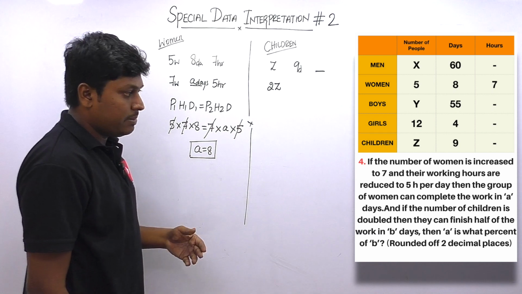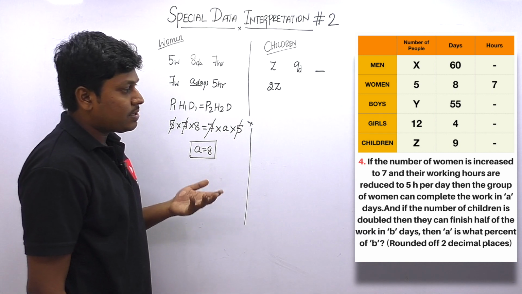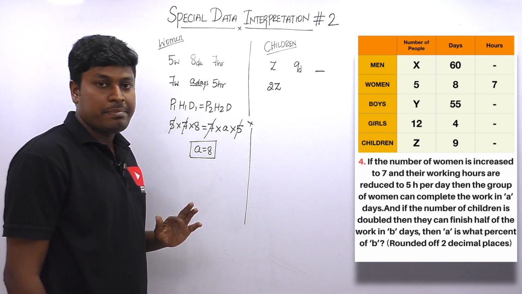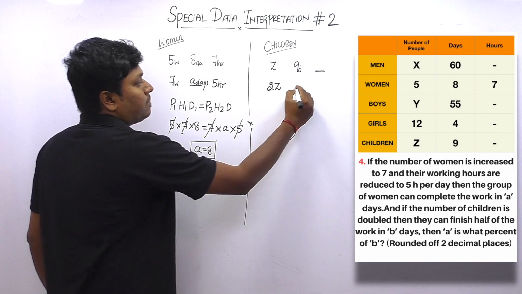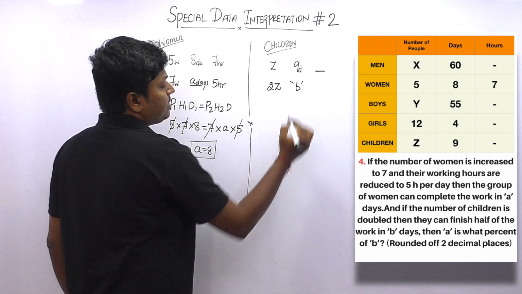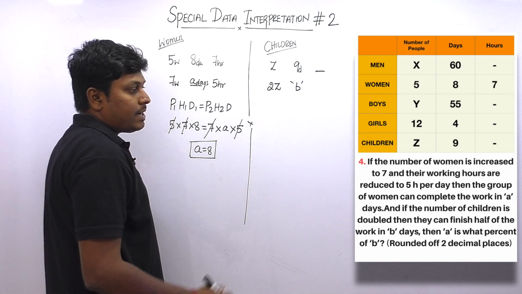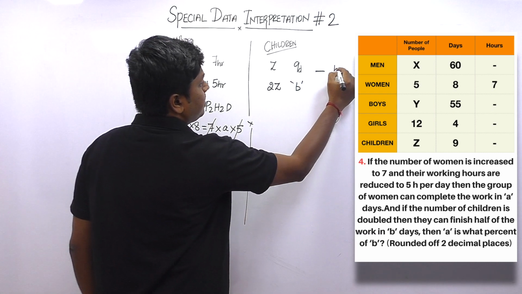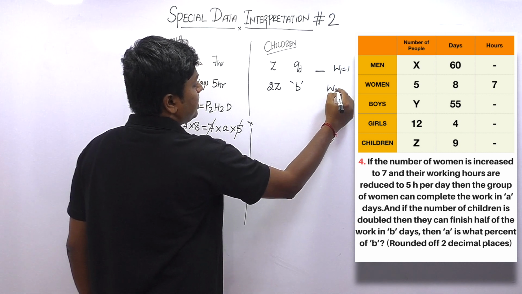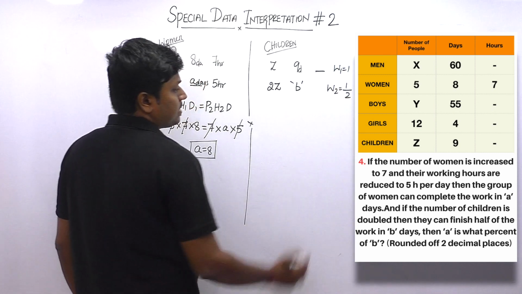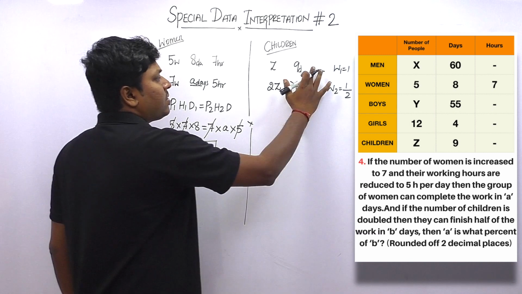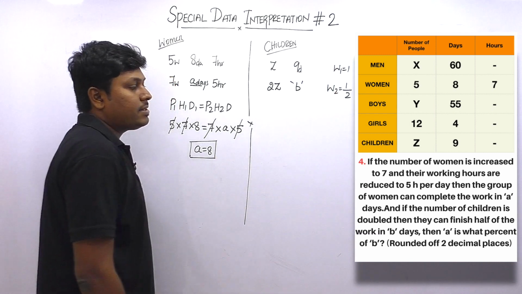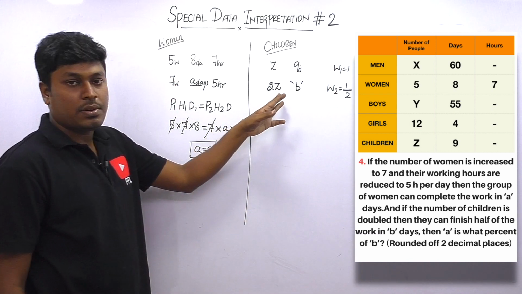If the children is doubled, then they can finish half the work in B days. So B days, so let me assume this as B, and they are completing half the work, right? So let me assume they are doing one work. In this case, they are doing half the work. And in both cases, they are not talking about the hours. So let me eliminate the hours. So friends, can you understand this, how I have written this here?